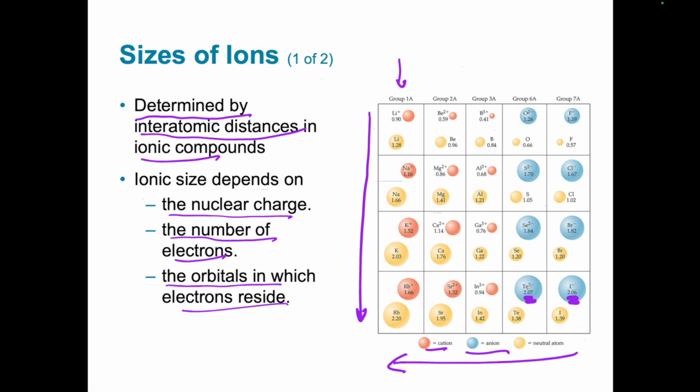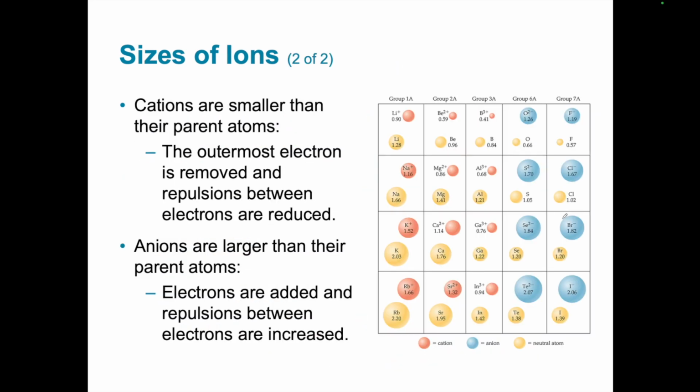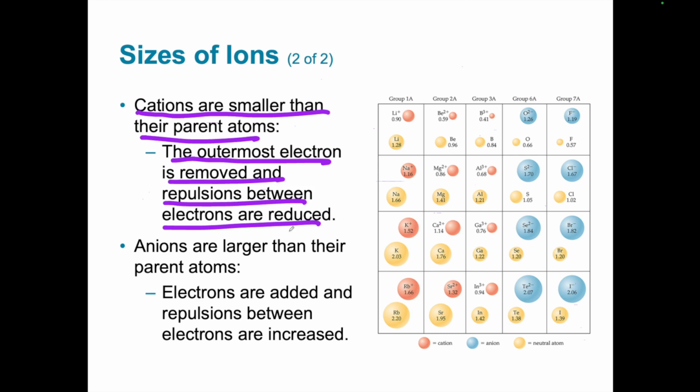And that is because, remember we said in the previous slide, the number of electrons increases as you go down a group. So here are some reasons why we see these trends. Cations are smaller than their parent atoms. That makes sense because they have one less electron. The outermost electron is removed, and repulsions between the electrons are reduced, so they're much smaller.